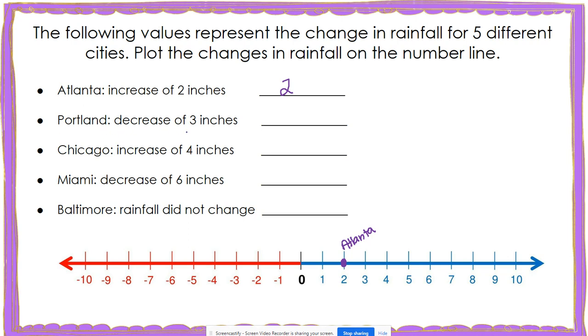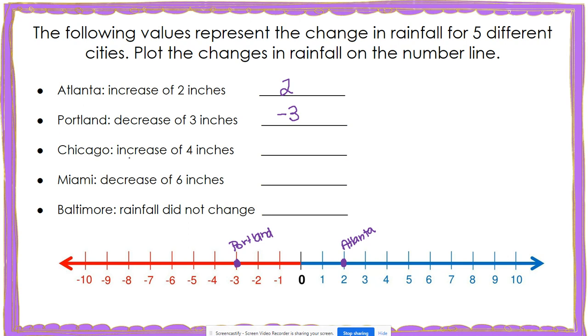Portland had a decrease of 3 inches. Because the rainfall in Portland decreased by 3 inches, that is a negative change of 3. To find that on the number line, I would start at 0, and because it's negative, I know that I'm going to need to move left 3 units, and that places me at -3 on my number line.